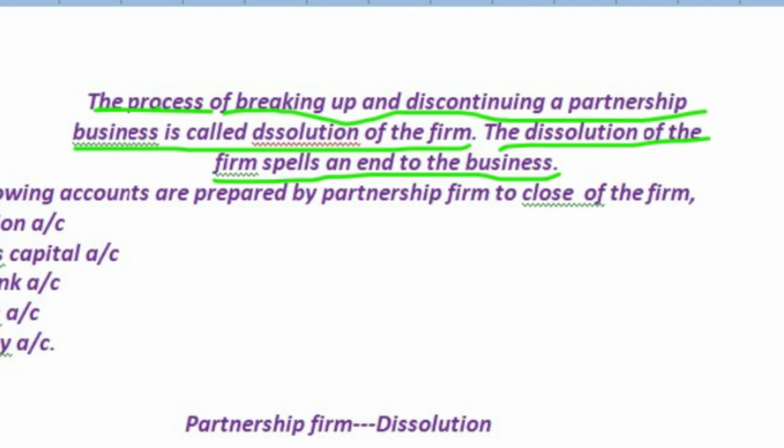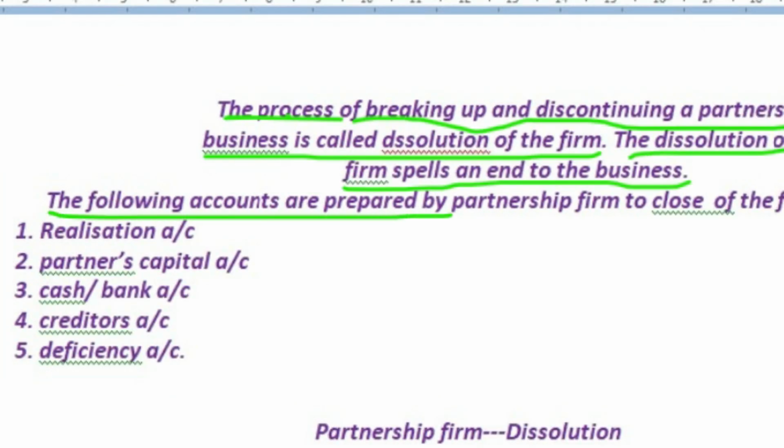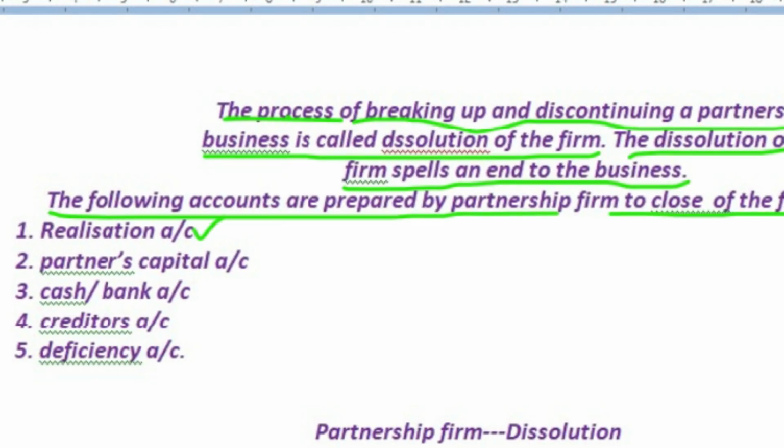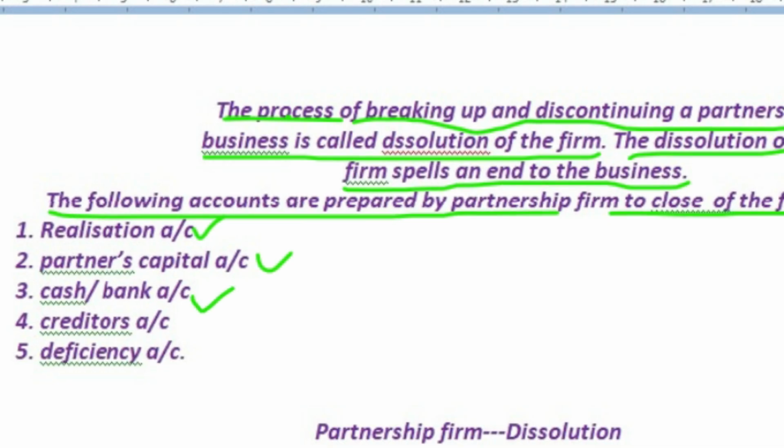So, as I told you, the operation of the business is dissolved, discontinued, and the business is closed down. In the dissolution of the partnership, the following accounts are prepared by the partnership firm to close off the firm: realization account, partners' capital account, cash account or bank account, whatever value is given, creditors account, and deficiency account.